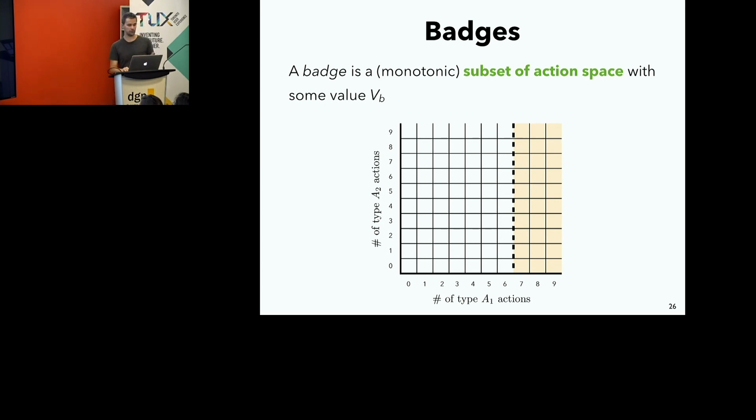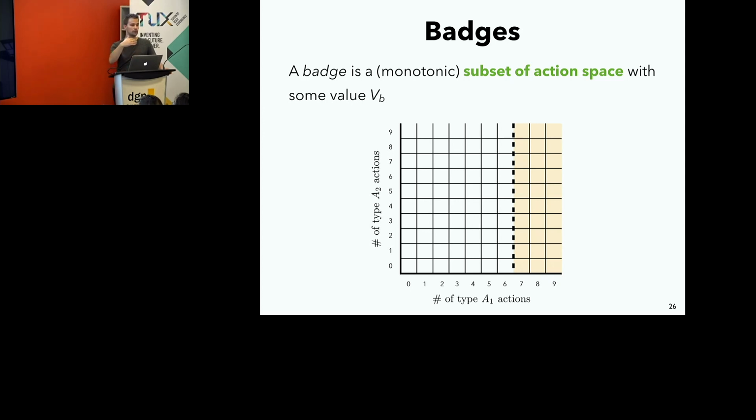And so the way badges are designed is saying, okay, if you take, for example, more than 6 A1 actions, I'm going to give you a badge. As soon as, yeah, go ahead. In reality, it'll be way more than 2 dimensions, right? That's right. Yeah. It's just so I can put it on the screen. Okay, so a badge is a monotonic subset of action space.